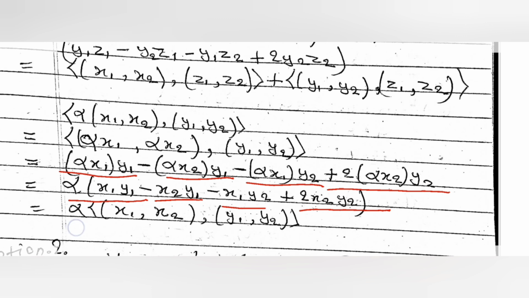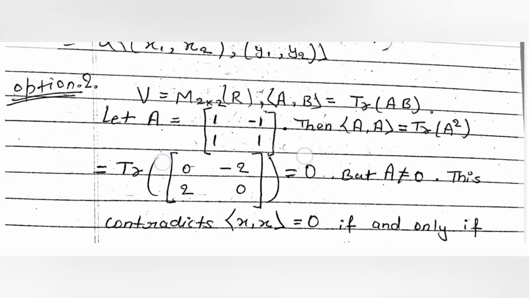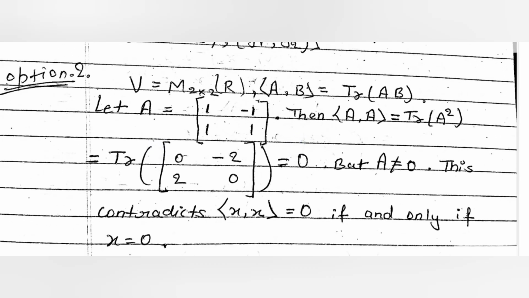Similarly, we have alpha into (x1, x2) and (y1, y2). Then we have our option number 2. For this, V is equal to M of 2 by 2 R, where the inner product of A and B is equal to the trace of A. Then let A be a matrix in the form of 1, minus 1, 1, and 1.